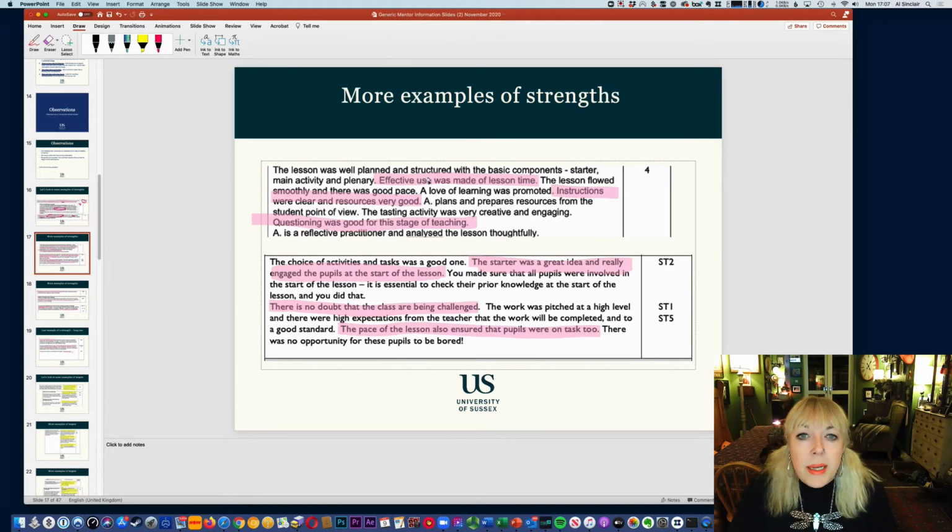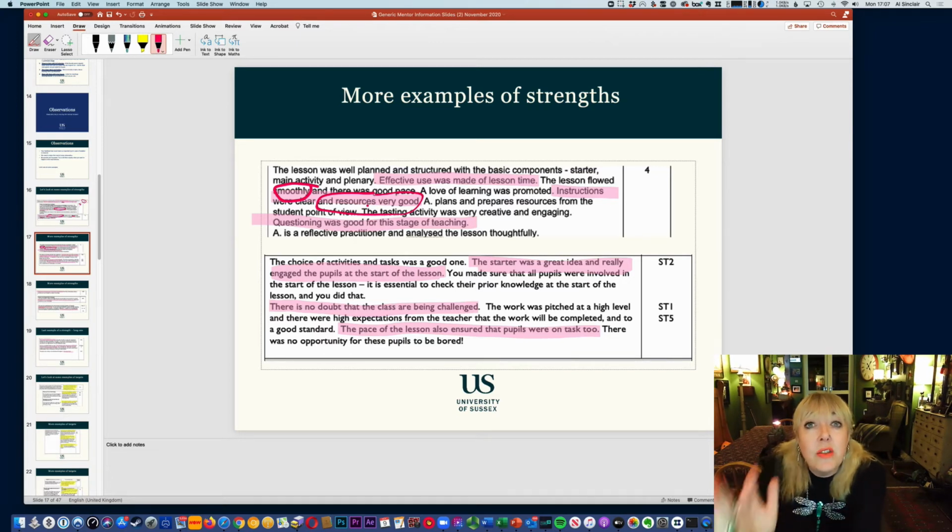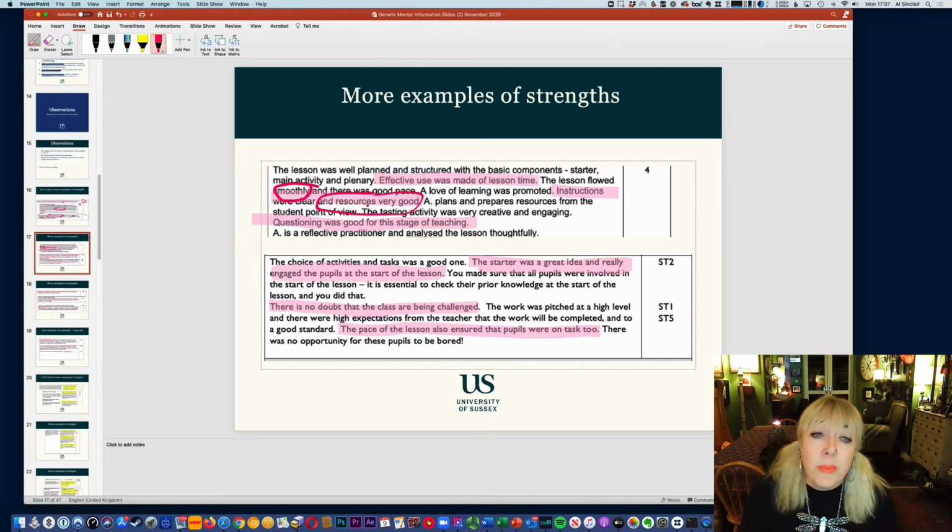Here's another one. Effective use of lesson time. So we know the pacing was good, yeah? Smooth transitions between sections of the lessons. That can only happen if it's well planned. The resources were good. They know that whatever they're making and the time they're giving to do it is working okay. They don't need to put in more time.